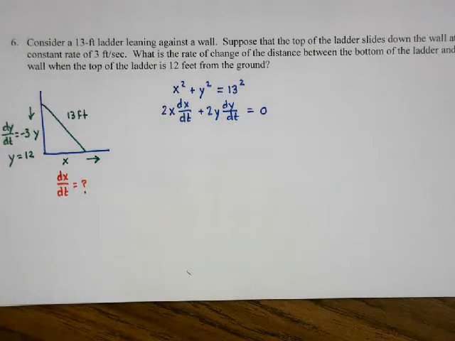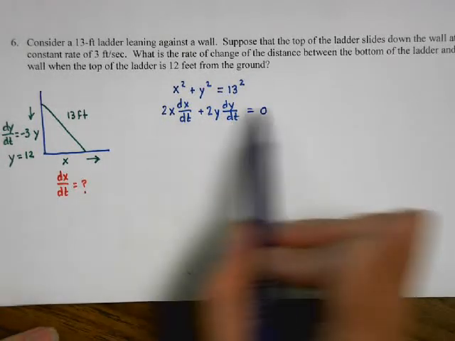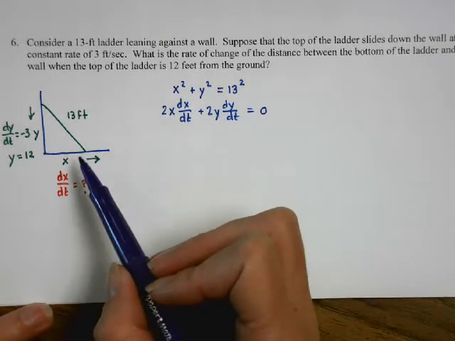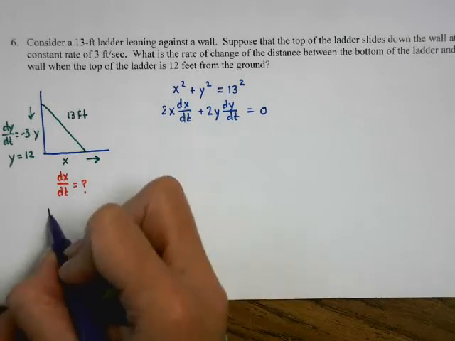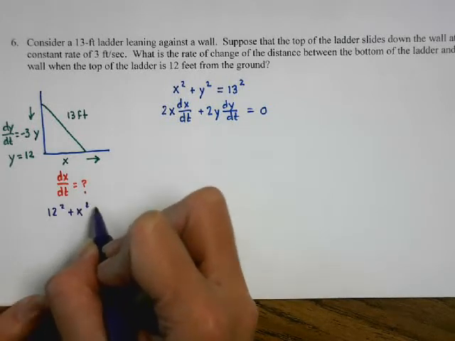So I need to fill in my information here. The variable I didn't solve for yet is x. But if y is 12 and the hypotenuse is 13, 12 squared plus x squared equals 13 squared. That means x is going to equal 5.